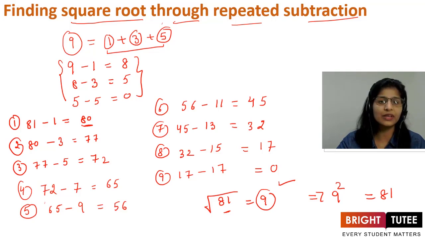So if you want, we can try multiple examples other than 81. We can try with 16. We can try with 25, 36, whatever perfect squares we have, with 144. But what if the numbers are too large? Will we keep on subtracting?